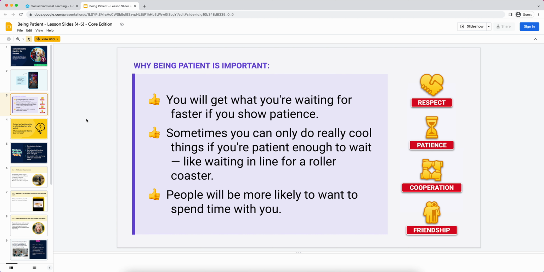So it says, you will get what you're waiting for faster if you show patience. And you could just say, like, what do you guys think of that? And you could, for example, if you think of a situation in your own life where you've had a positive outcome because you showed patience, it would be a great time to throw that into the lesson, because students, of course, really relate to your personal anecdotes, and it's a great opportunity to build trust and relationships.